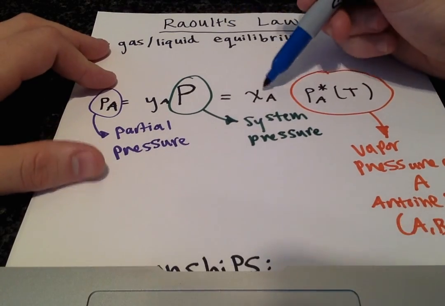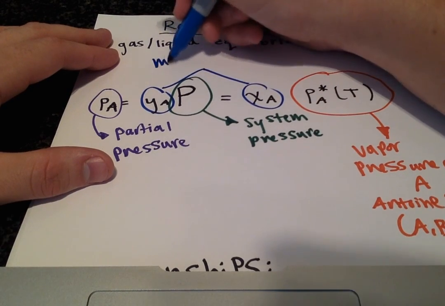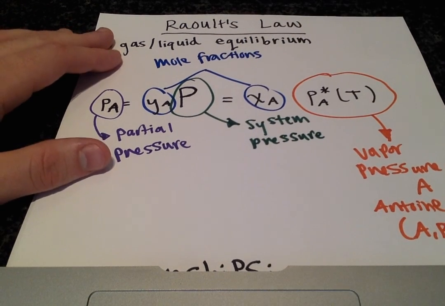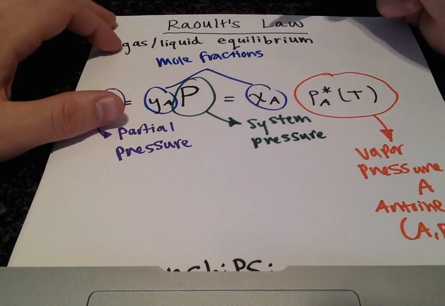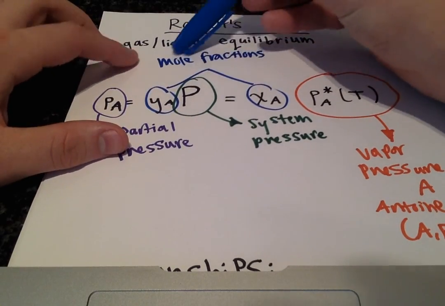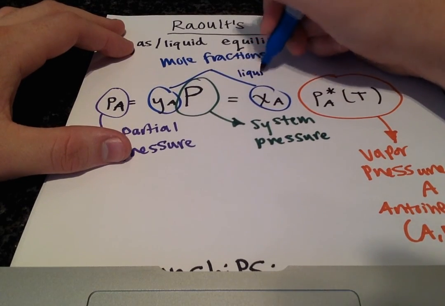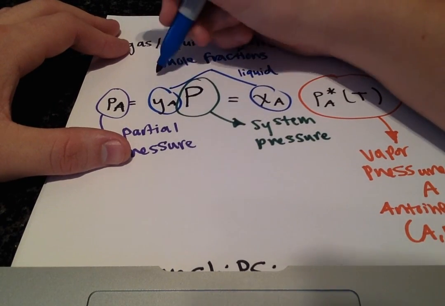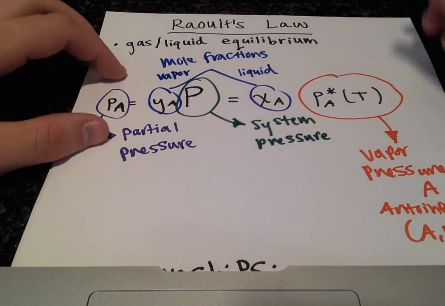Okay, and then there are these two other variables right here. We have x sub A and y sub A, and both of these are mole fractions. As I said earlier, Raoult's law deals with systems that have gas and liquids in equilibrium. So if you thought that these correspond to gas and liquid, then you're right. x sub A is the liquid mole fraction of component A, and y sub A is going to be the vapor mole fraction of component A.